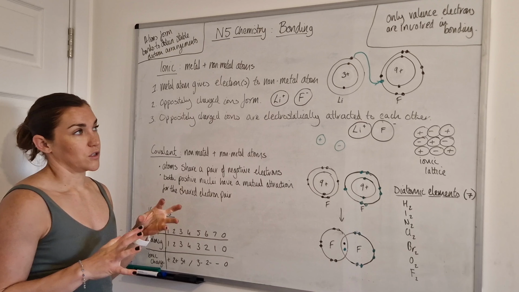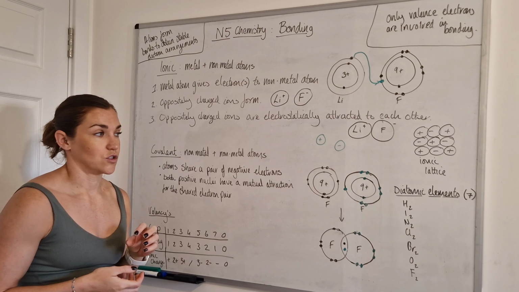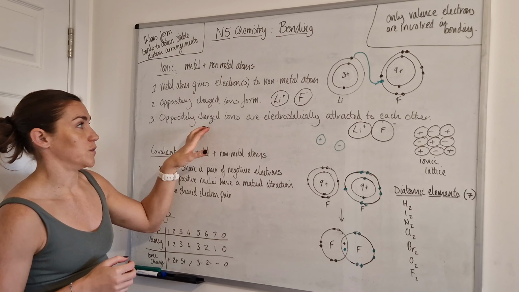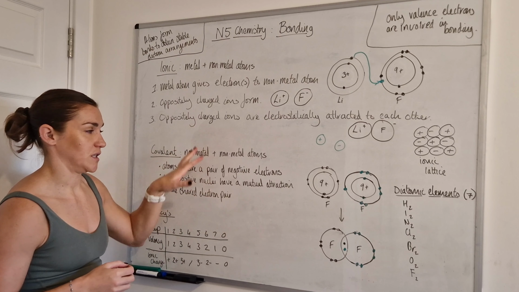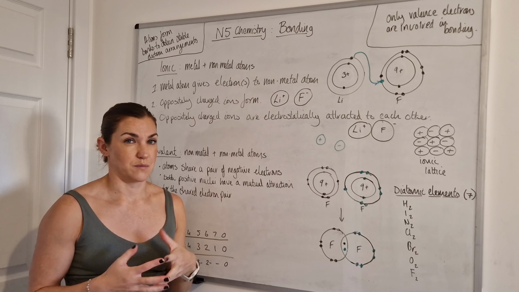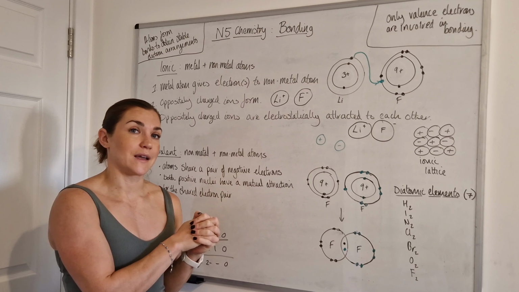Okay, so what I'm going to do now is talk you through the experiments that we sometimes do to show the properties of bonding, because there are ways we can identify which type of bonding is in a substance other than just knowing what elements or atoms make it up. So I'll clear this off, get those notes up, and we'll carry on with that.